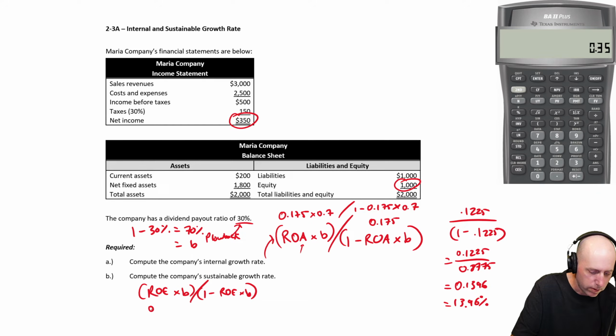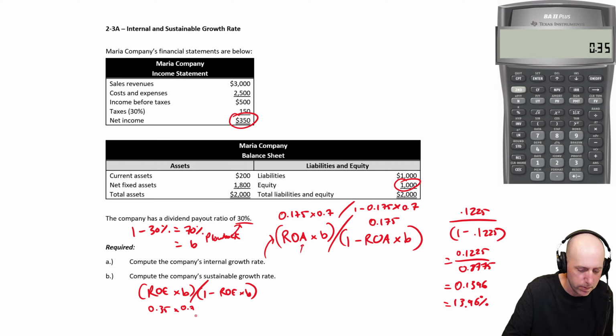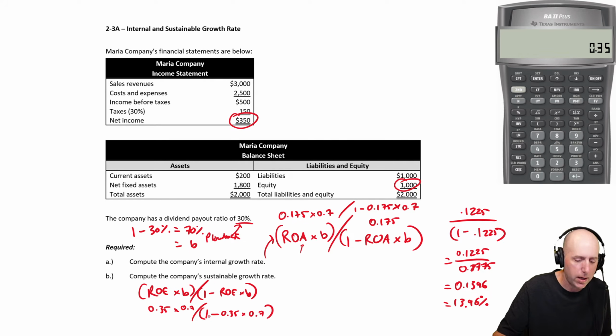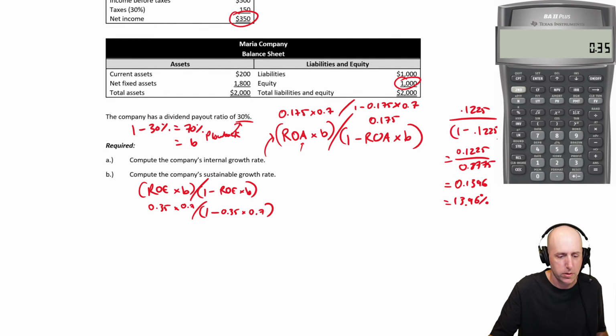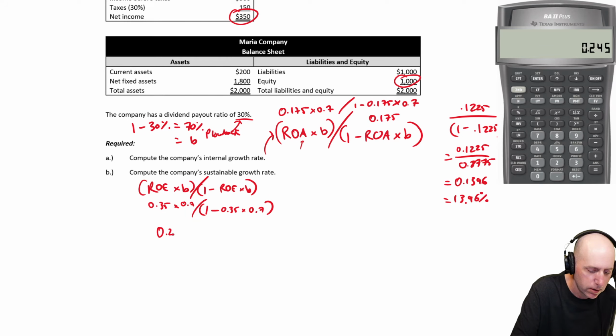So 0.35 times B, same B as before, which was 0.7. 0.35 times 0.7 divided by 1 minus 0.35 times 0.7. Okay, so now let's crunch the numbers. 0.35 times 0.7 is 0.245, divided by 1 minus 0.245.